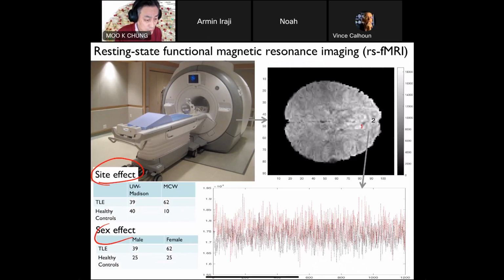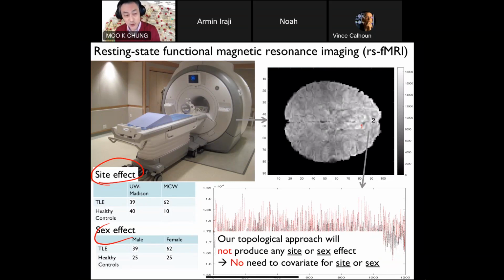Now the question is, the usual setting for handling this kind of site and sex effect would be to use covariates in a regression setting. But with our approach, you don't have to do that, because our approach is so robust it will not detect any signal when comparing site and sex. So there's no need to covary for site. I would say that's a huge advantage of our methodology.